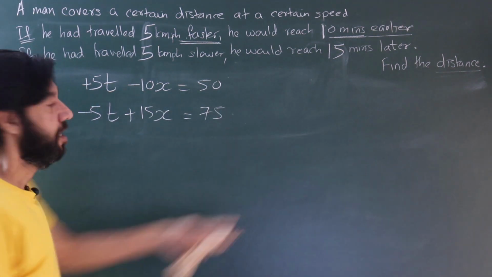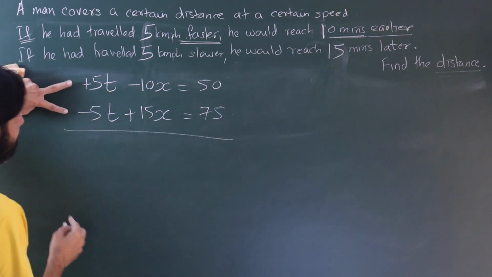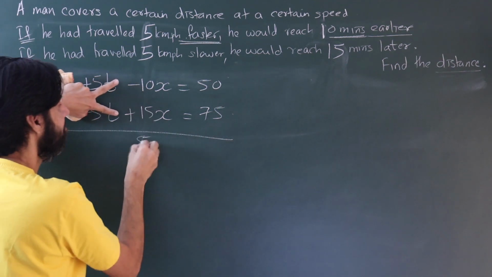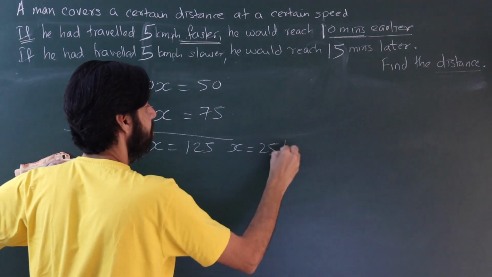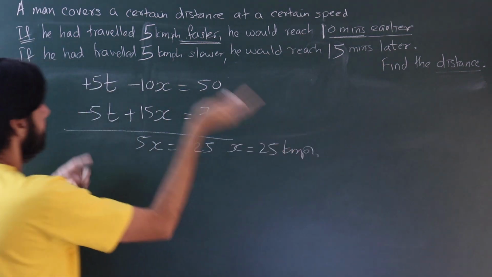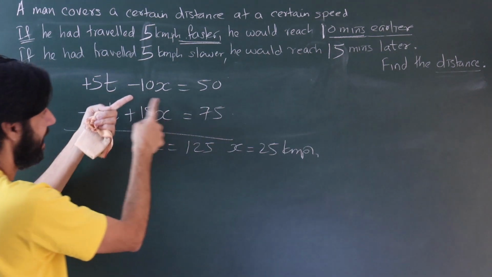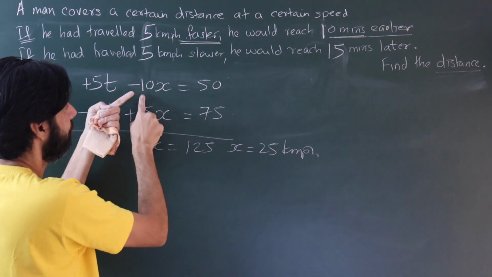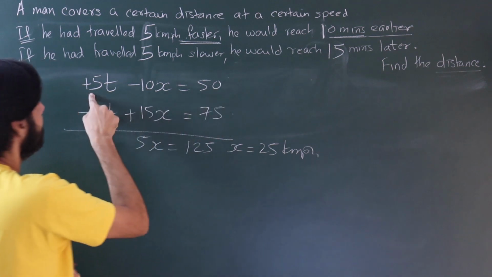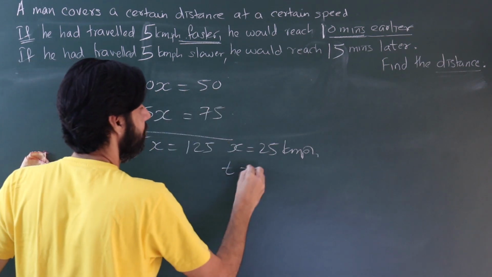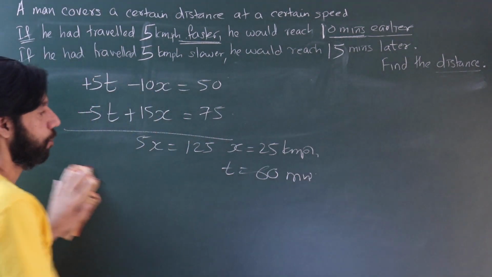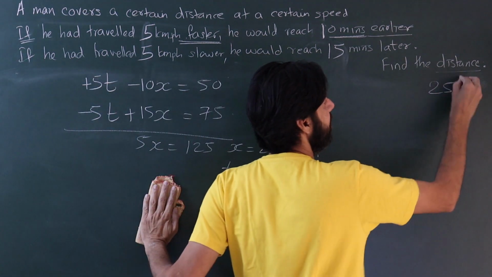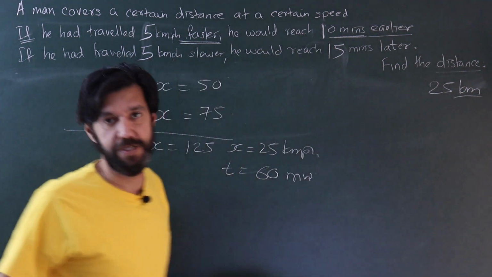Have I got this? So fast, reduce it. Oh, plus 5 minus 5, just add it up. 5x is equal to 125. x is 25 kilometers per hour. Substitute it. You can reduce or directly substitute. I'll put it here. 250, 300, 300 by 5. t is equal to 60 minutes. Okay, right? So that's 1 hour. So the distance is 25 kilometers. So fast, so easy.